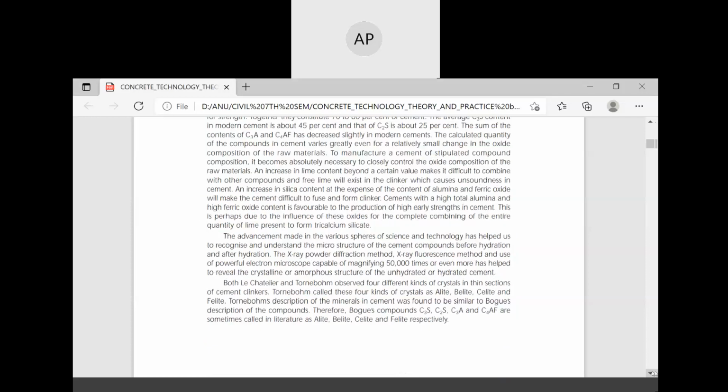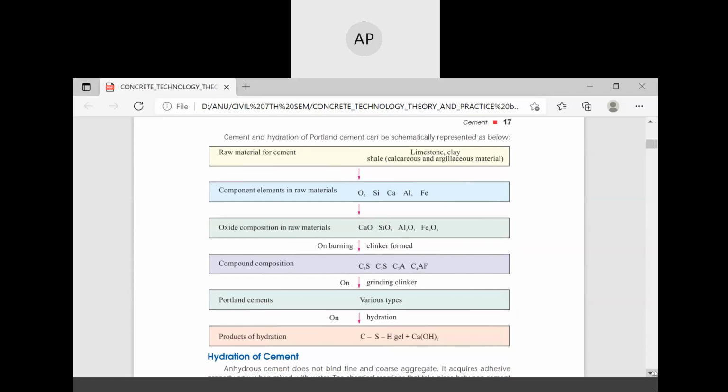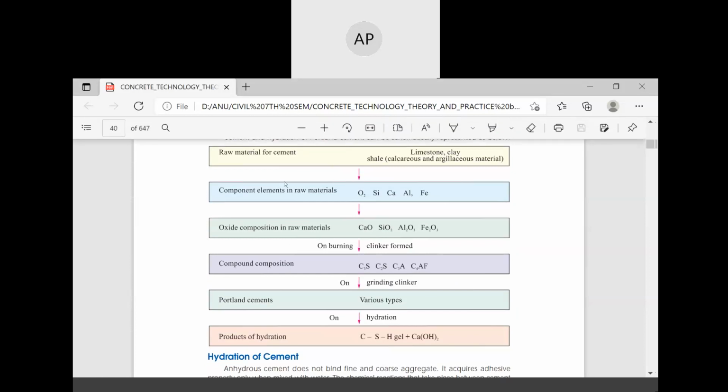So there is a flow chart of how cement is manufactured: raw materials of cement, elements in raw material, oxide components, compound components, Portland cement. On hydration, these produce hydration products.